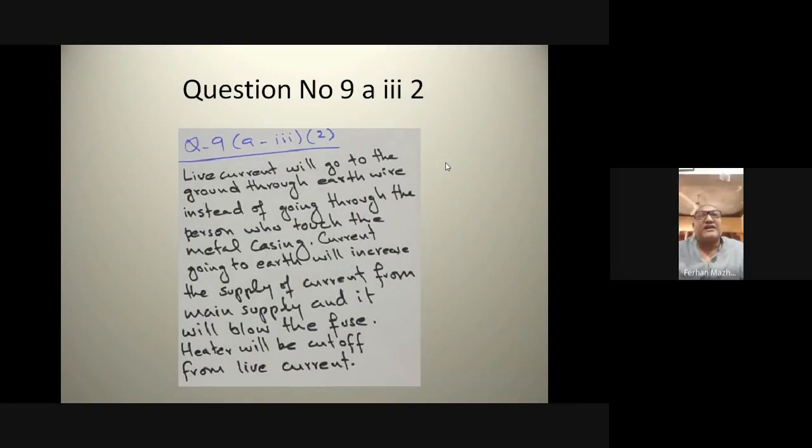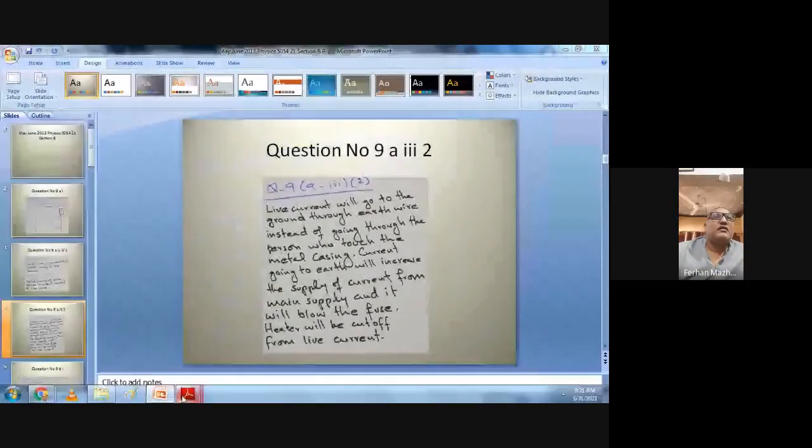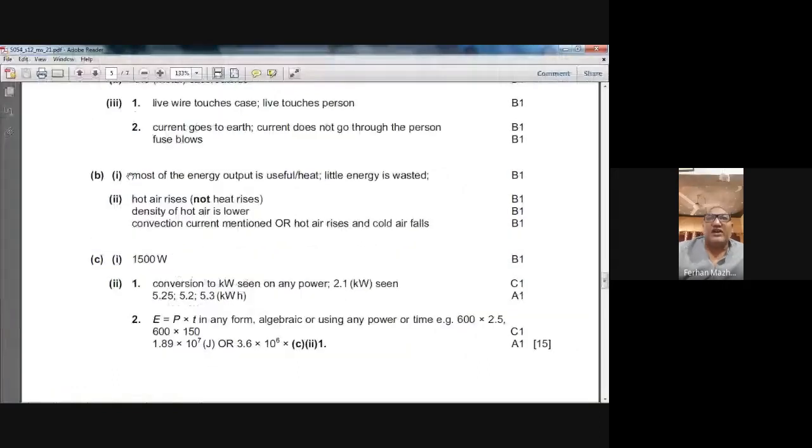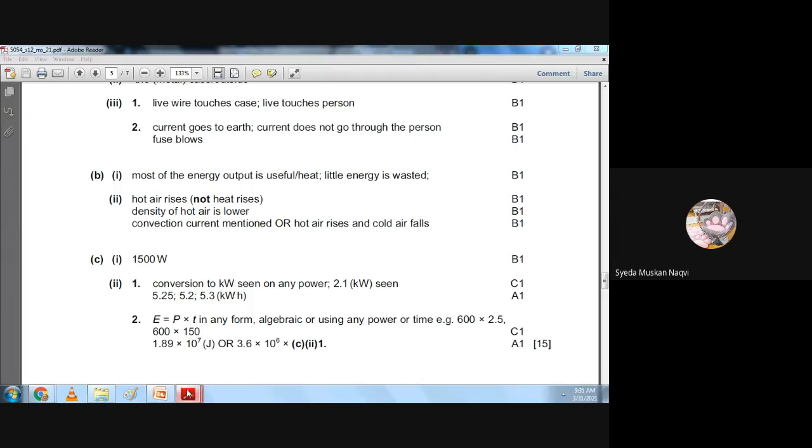Let's check the marking scheme. What the marking scheme says: current goes to earth, current does not go through the person, fuse blows. It's a 2-mark question. And I think we have written all the aspects of this answer. We will get full marks. Do you understand, Muskan? Yes, sir.